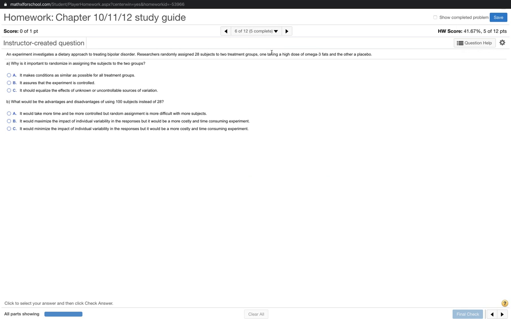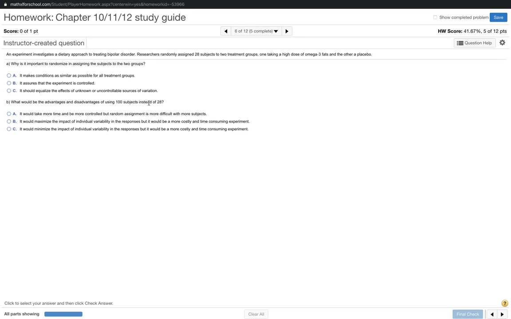All right. Number 6, an experiment investigates a dietary approach to treating bipolar disorder. Researchers randomly assigned 28 subjects to 2 treatment groups, one taking a high dose and the other a placebo. So same concept from the last question. Why is it important to randomize in assigning the subjects to the group? Randomization is the name of the game.